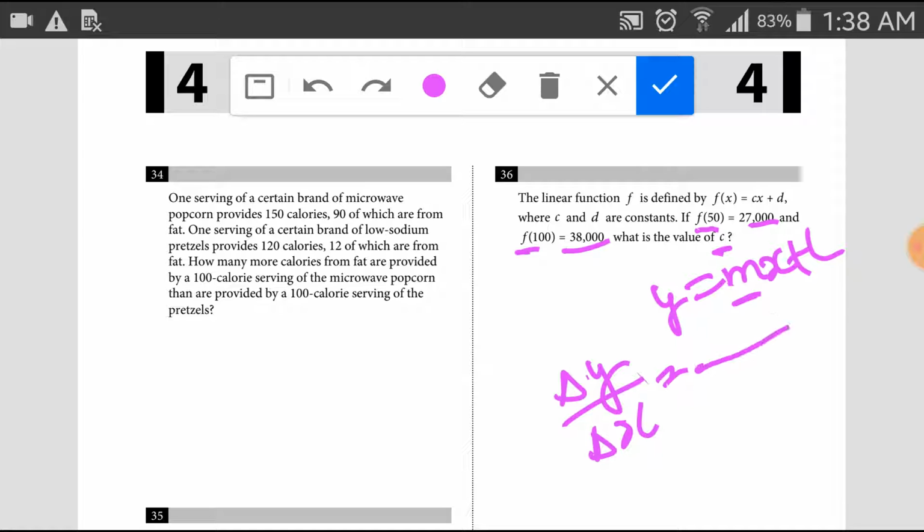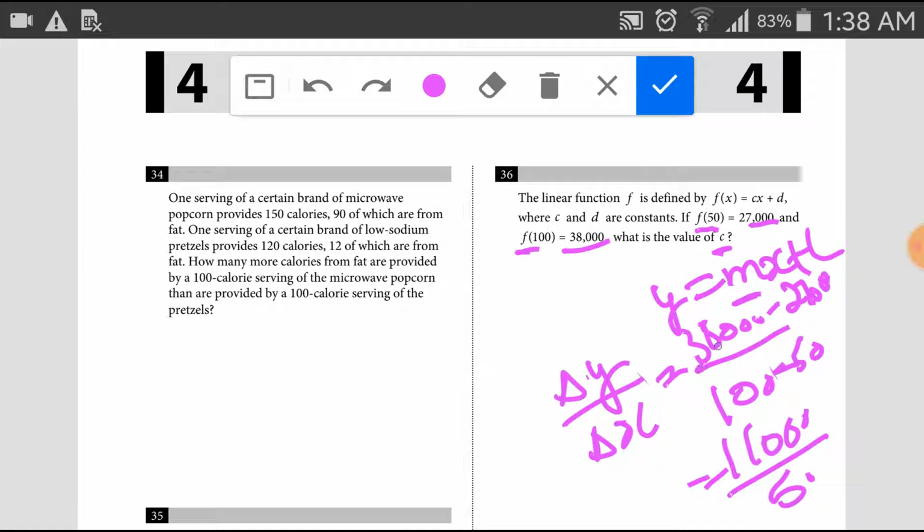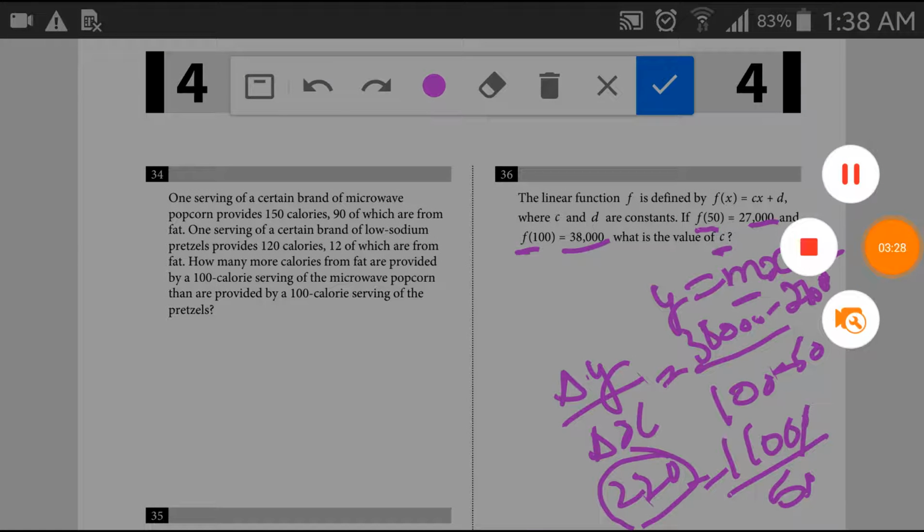So for the denominator, we'll subtract the two x values: 100 minus 50. Anything inside the f brackets is the input. And for the numerator, we'll do 38,000 minus 27,000. This is just going to be 11,000 over 50, and that's just going to be 220. Yep. So there you go, we've solved these.